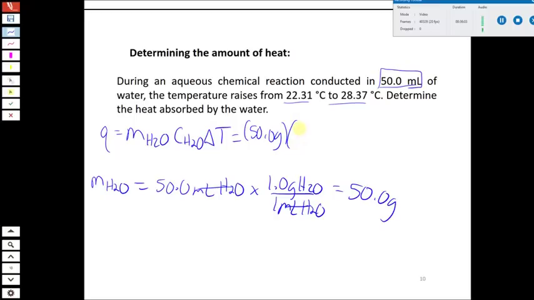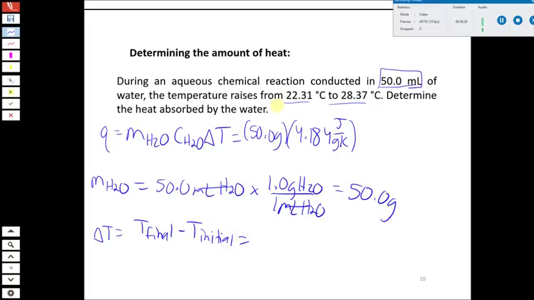The heat capacity of water, as we said, is 4.184 joules per gram Kelvin, or gram degree Celsius. So that's a constant that we're going to use. And then we just have to calculate delta T. Remember, delta anything is final minus initial. So the delta T is T final minus T initial.